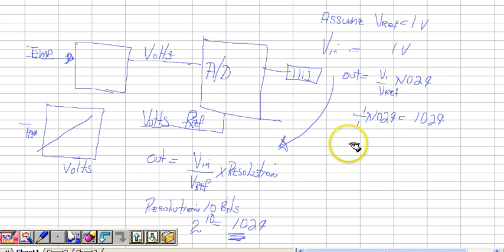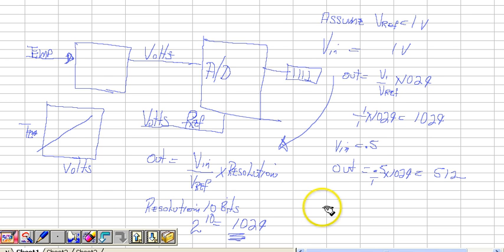Let's take the case where Vin is equal to half a volt, so the output is equal to 0.5 over 1 times 1024 equals 512.